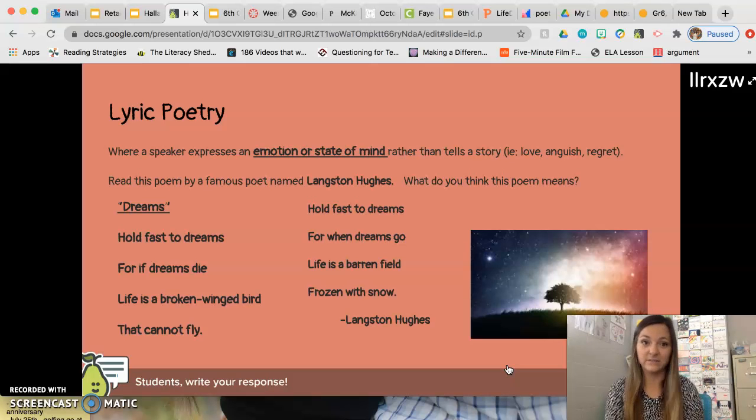So take a couple seconds. What do you think this poem means? What emotion stands out to you? Remember, dreams are not an emotion.